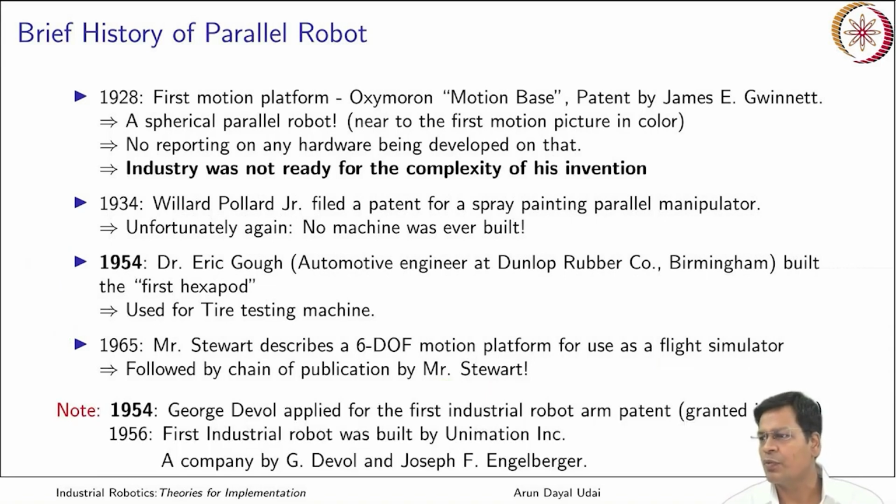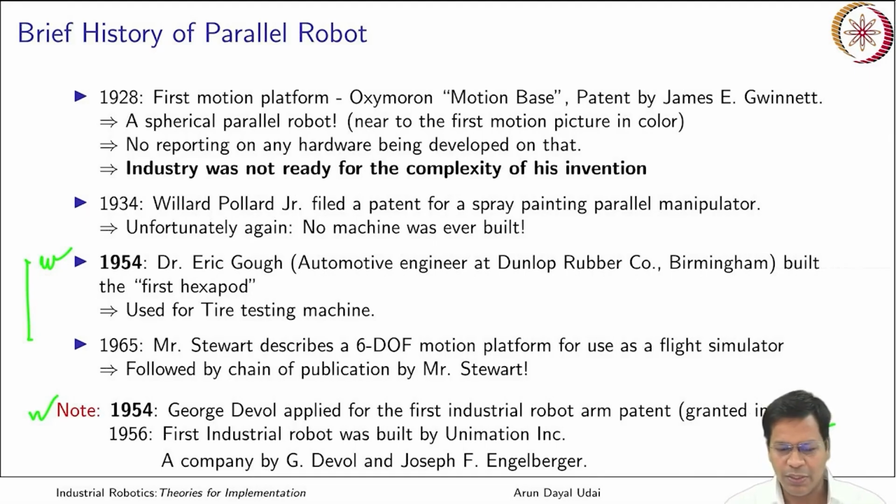Okay, so in 1954, George Devol applied for the first industrial robot arm patent, granted in 1961. So you see the years are very, very close. You see this parallel robot, because of its complexity, was on hold. The kind of mathematics and technical reporting available in those days went a little slower for parallel robots, although you will find even parallel robots are most widely used nowadays.